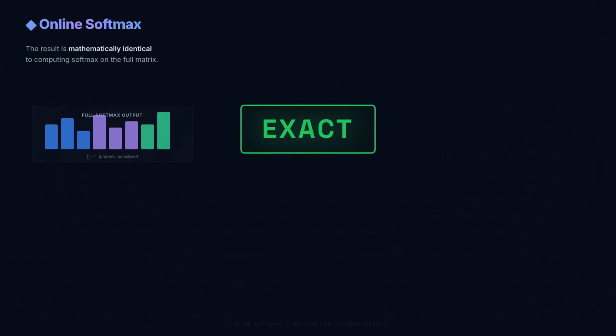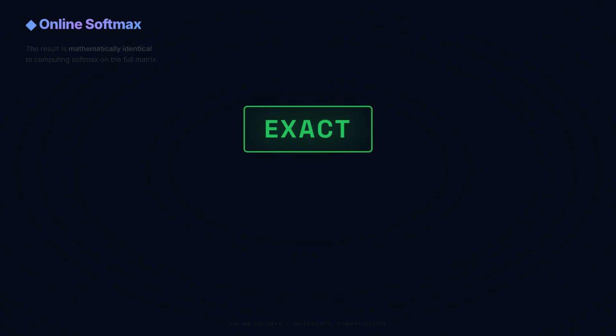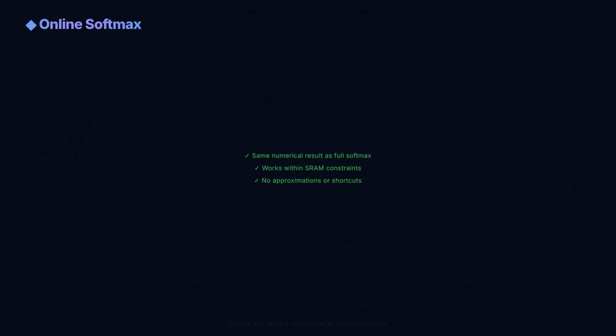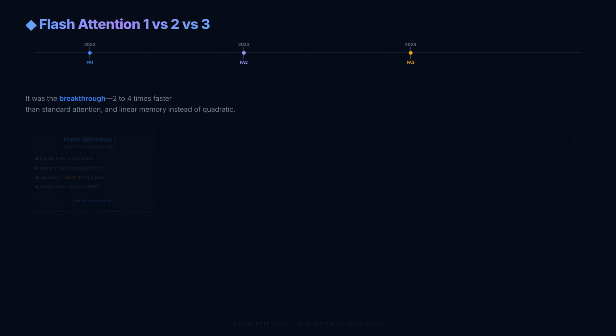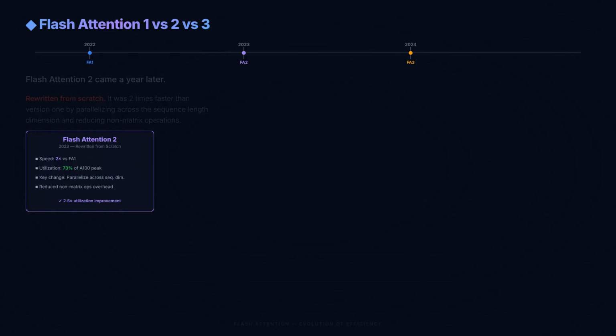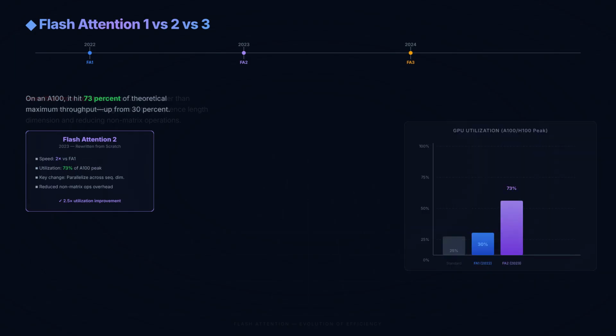No approximation. No shortcuts. Flash attention 1 dropped in 2022. It was the breakthrough, 2 to 4 times faster than standard attention, and linear memory instead of quadratic. It proved the concept worked. Flash attention 2 came a year later, rewritten from scratch. It was 2 times faster than version 1 by parallelizing across the sequence length dimension and reducing non-matrix operations. On an A100, it hit 73% of theoretical maximum throughput, up from 30%.